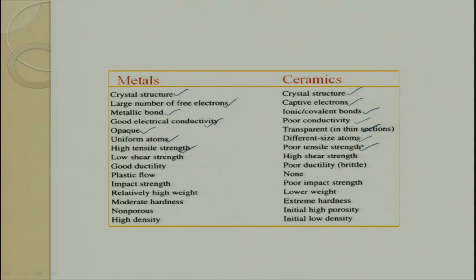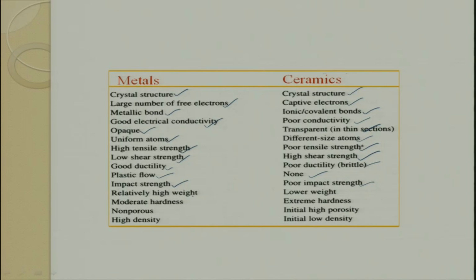Since metals have free electrons and metallic bonds, they give you some amount of ductility, here there is no ductility. That is why it has very poor tensile strength. Metals have very low shear strength, ceramics have very high shear strength. Metals are good in ductility, ceramics are poor. Metals can plastically flow, here that property itself is not there. Metals are very good in impact strength, ceramics are very poor in impact strength. So, that is why it is brittle.